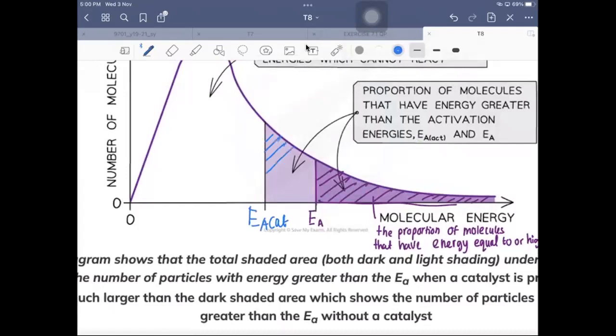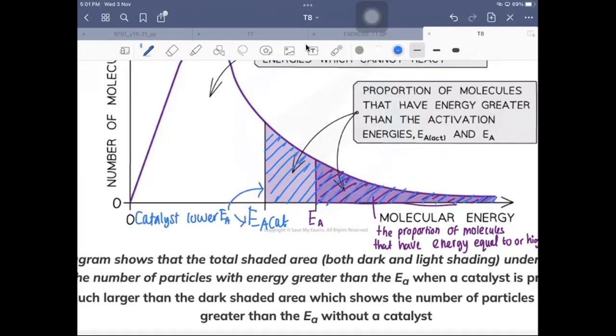And so the proportion of molecules that can react is this much. Can you see that the blue shaded area is bigger than the purple shaded area? Okay. So that means EA catalyst is, so catalyst lower the EA here or here.